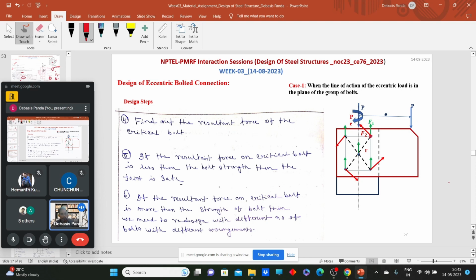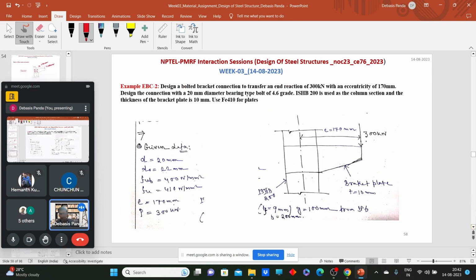So let's quickly go through one design procedure or design example. Here we have to connect a bracket plate to an ISMB where we need to transfer 300 kilonewton of load with an eccentricity of 170 mm, where the thickness of the bracket plate and the thickness of this ISMB flange are given. What do we need to do?